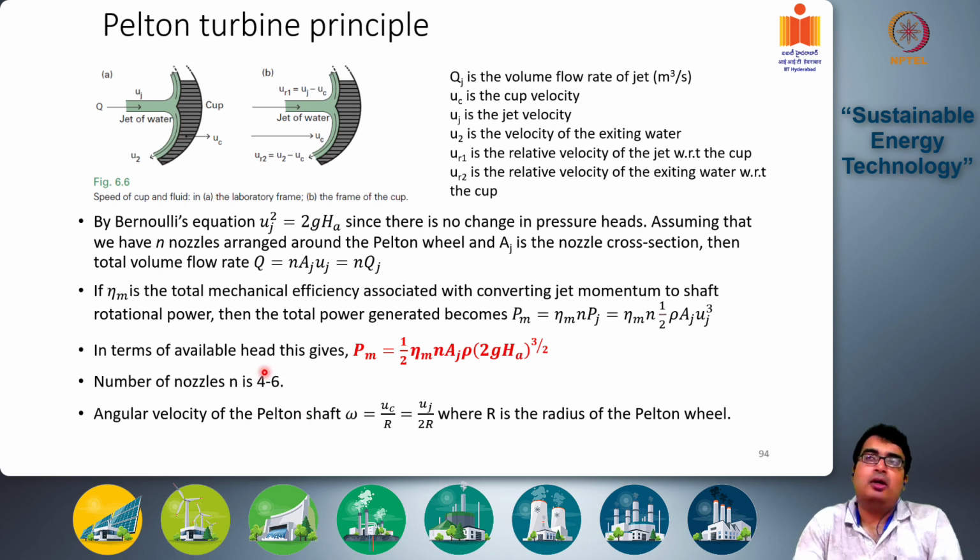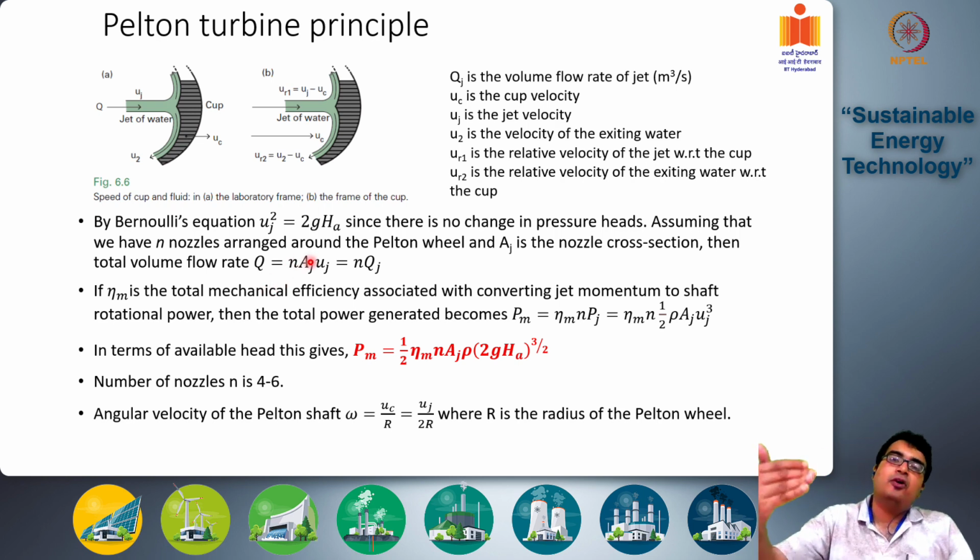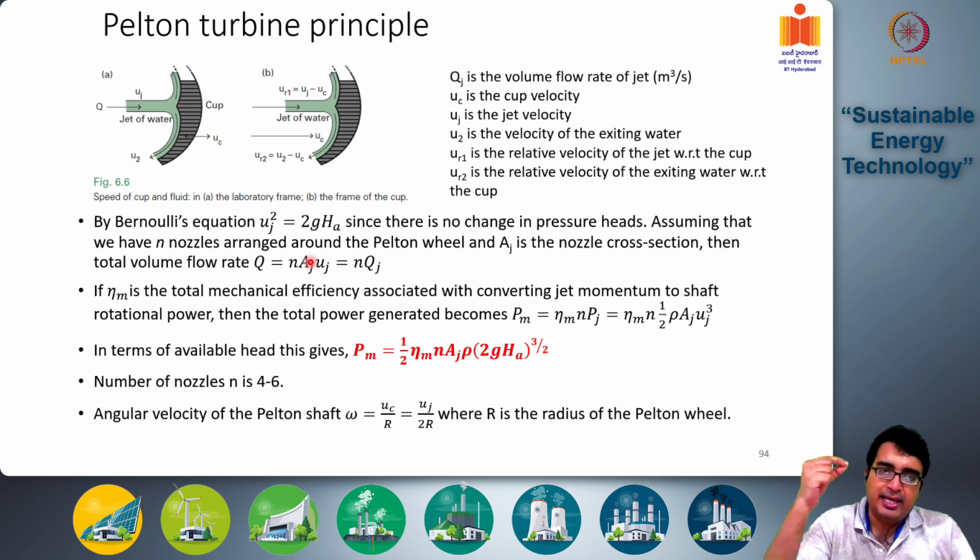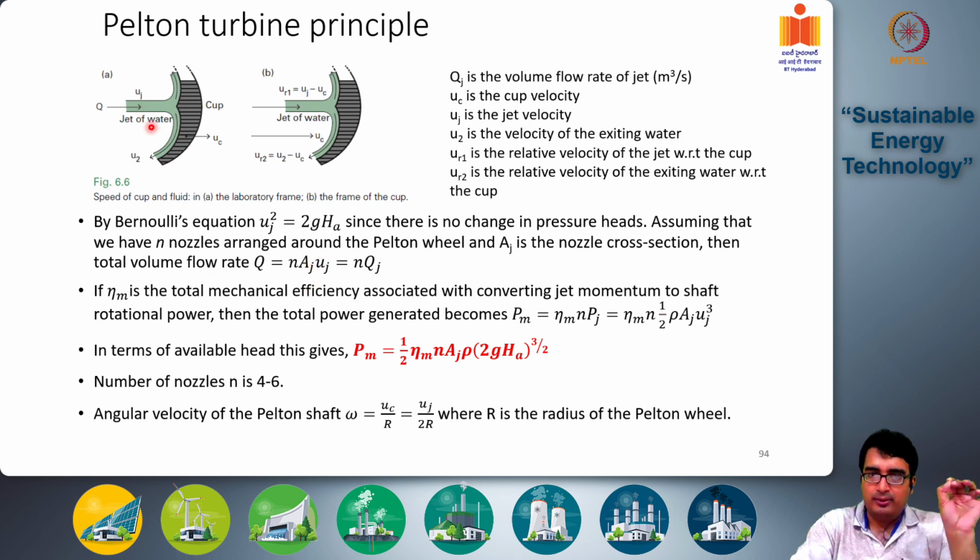Of course, a Pelton wheel will have more than one nozzle. There will be 3, 4 or 5 nozzles present. So suppose the number of nozzles around a Pelton wheel is n. Then the total volume flow rate of water through the penstock is equal to n times the volume flow rate of individual jets, n times Qj. And Qj is the velocity of water into the cross-sectional area of the jet. So the total volume flow rate Q is n times the area of the jet into the velocity of the jet.